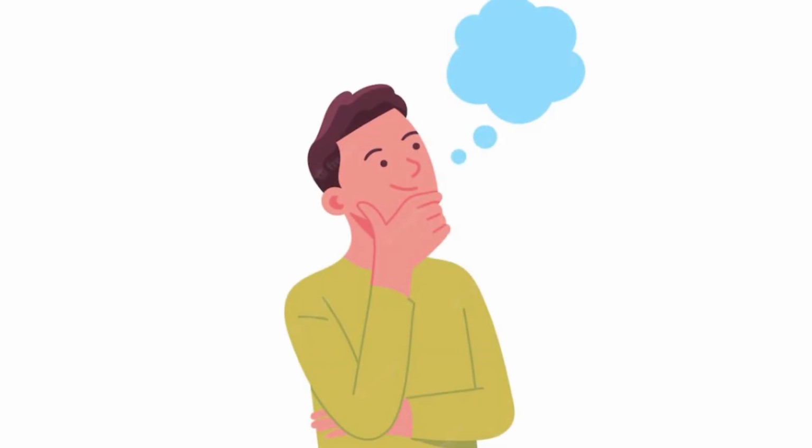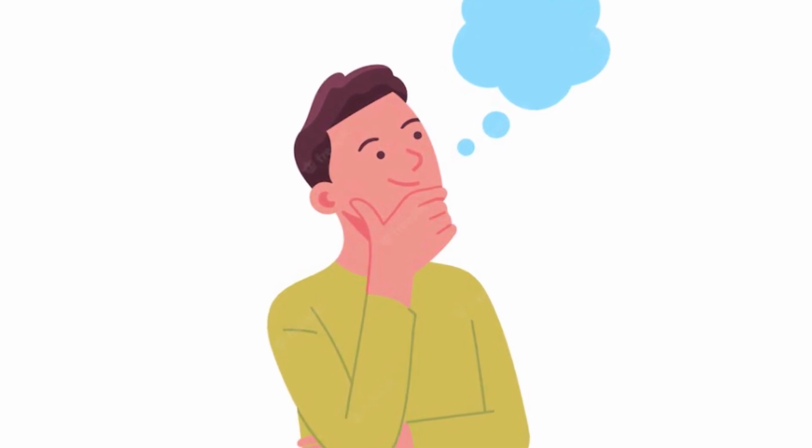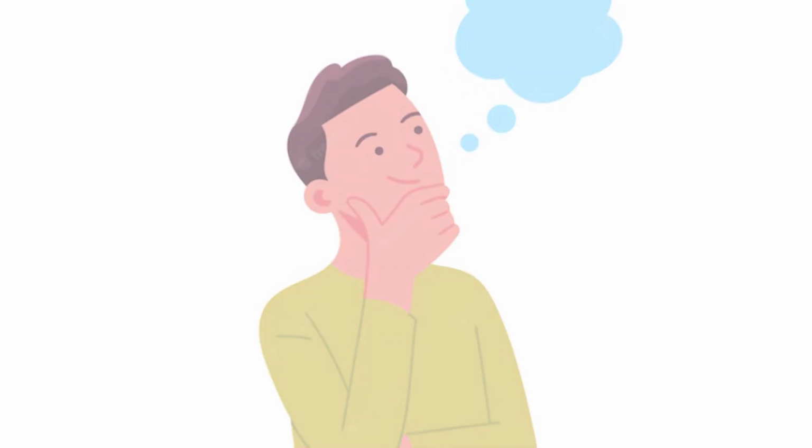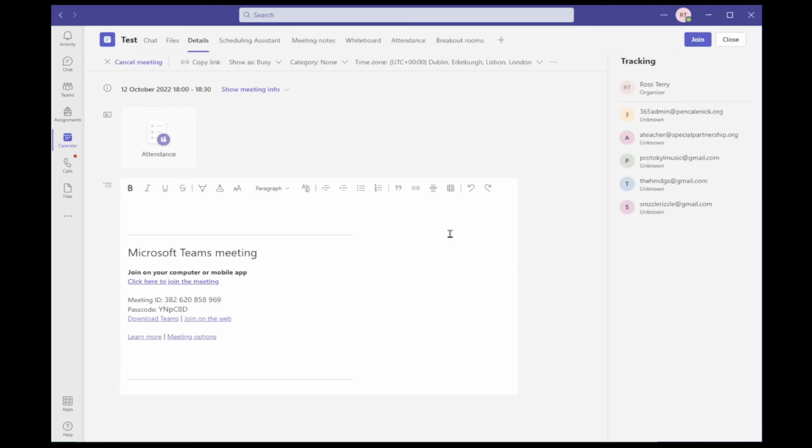Now this is all fantastic, but we may not want to configure all of this during our meeting. What if we want to configure this before our meeting? Well, we can set up our breakout rooms before the meeting starts. Here we have the Teams app with our pre-made meeting in the calendar. Let's change some settings by going into the meeting. Click on the Breakout Rooms tab.